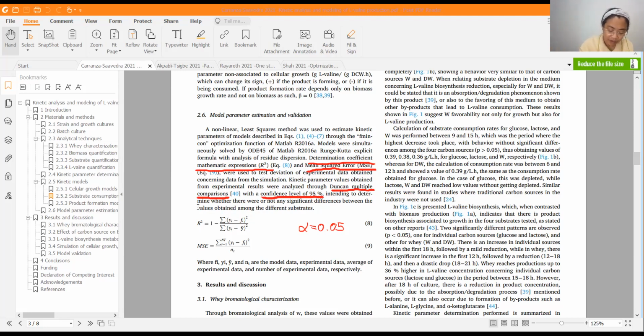And they also have the formula to calculate R square. So that's the R square.